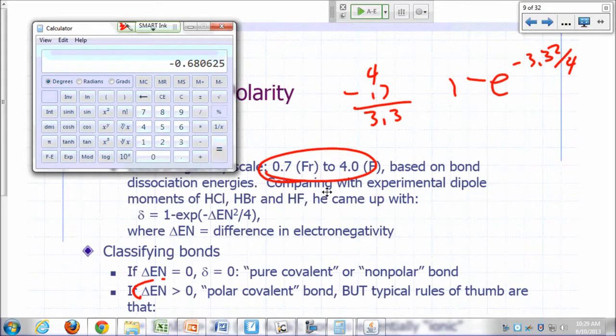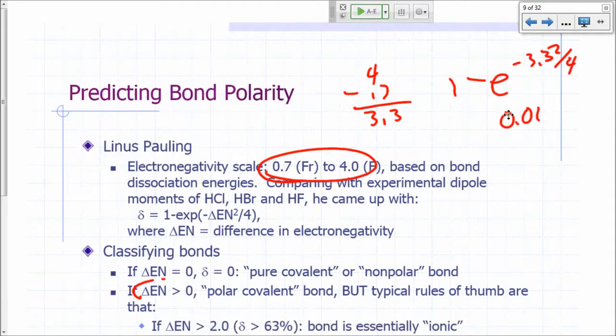Oops, I'm sorry. Let's do it again. 3.3 times 3.3 divided by 4. That's 2.27225. Make that negative. And then take the inverse log of that. It's 0.066. Subtract that from 1.